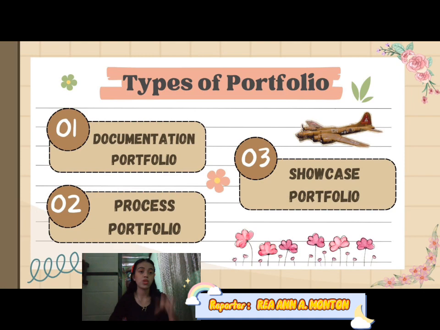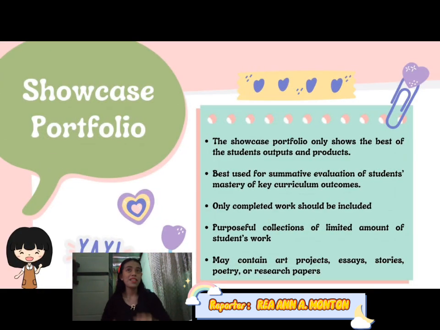And now we are down to the third type of portfolio. And this is the showcase portfolio. So what is the showcase portfolio all about? From the word itself, it includes or only shows the best of the students' outputs and products. Usually finished products to display the best he or she accomplished in a given period. Those best works of the students are made through the combination of students' and teachers' selection.